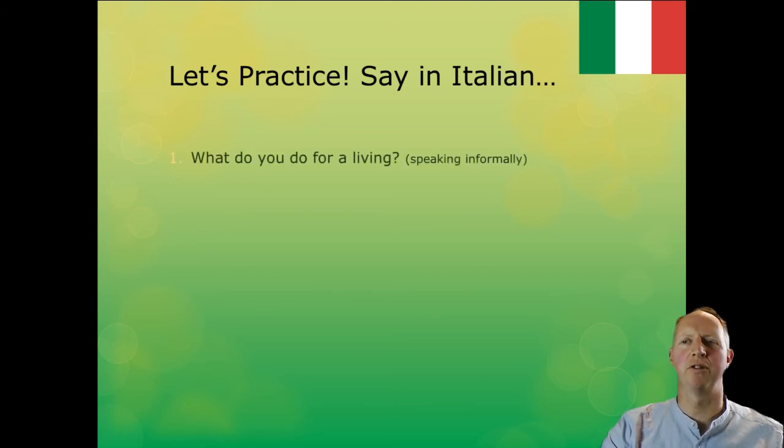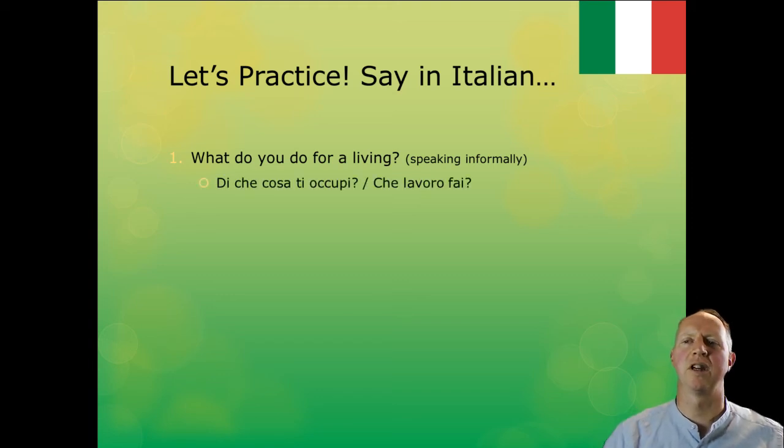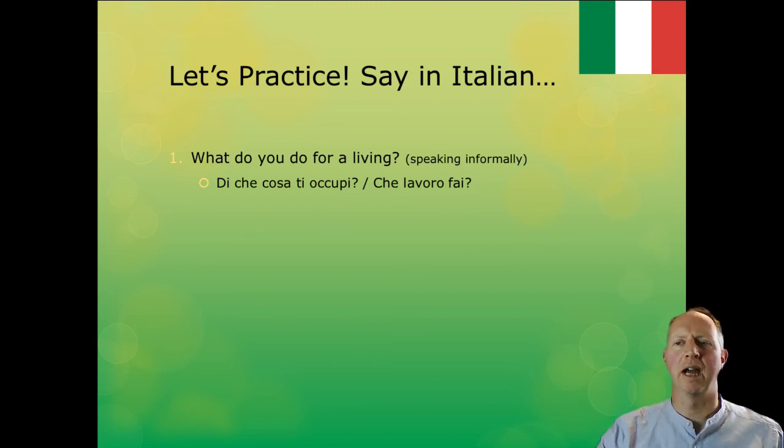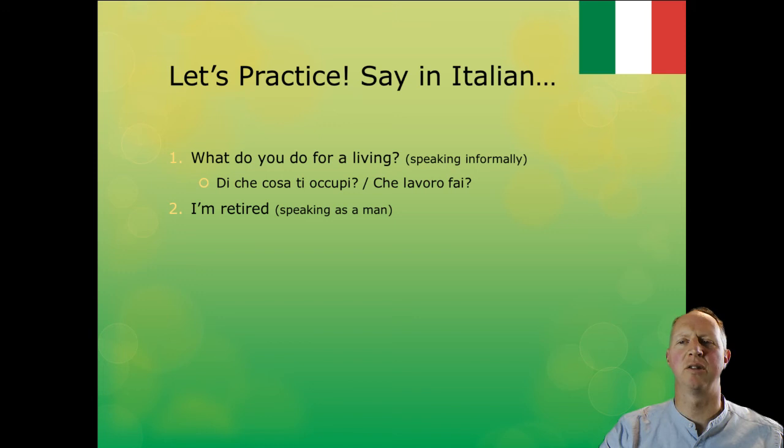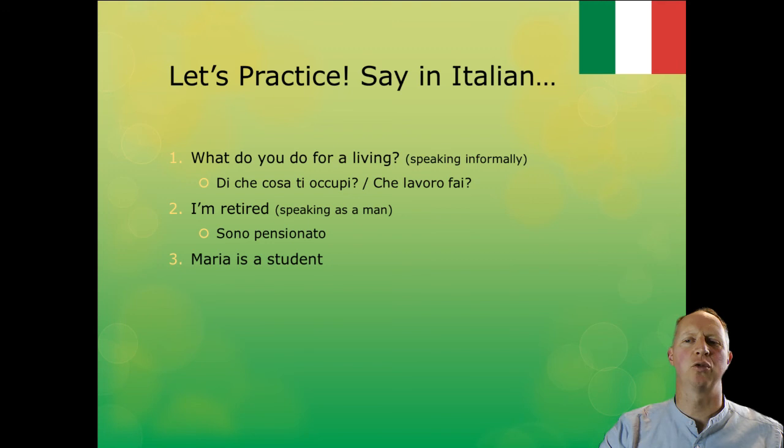So our first one, how would you say, what do you do for a living? Speaking informally. So we could ask di che cosa ti occupi, or we could ask che lavoro fai. Okay, how would I say, I'm retired, speaking as a man. Sono pensionato. Okay, the next one, Maria is a student. Maria è studentessa.